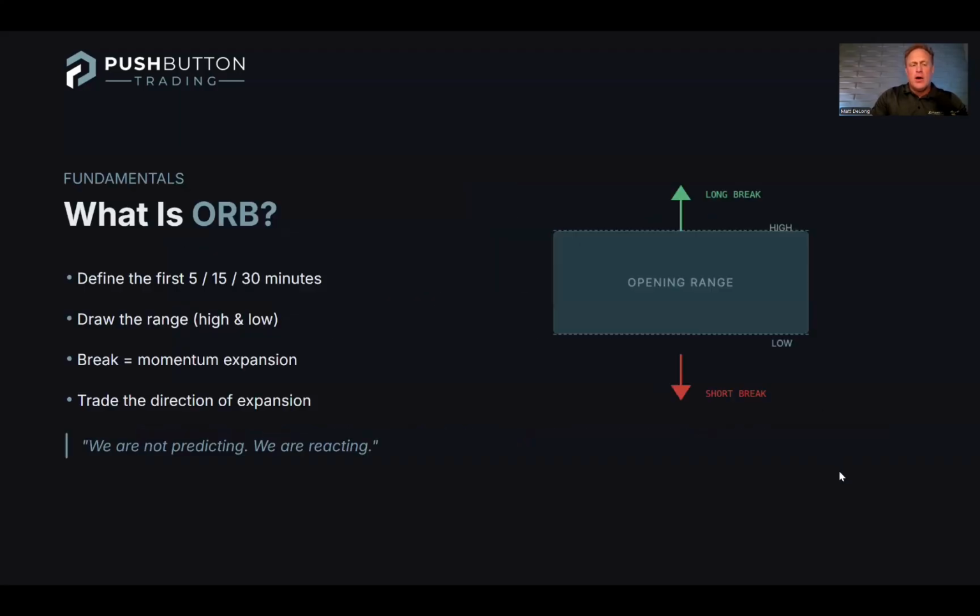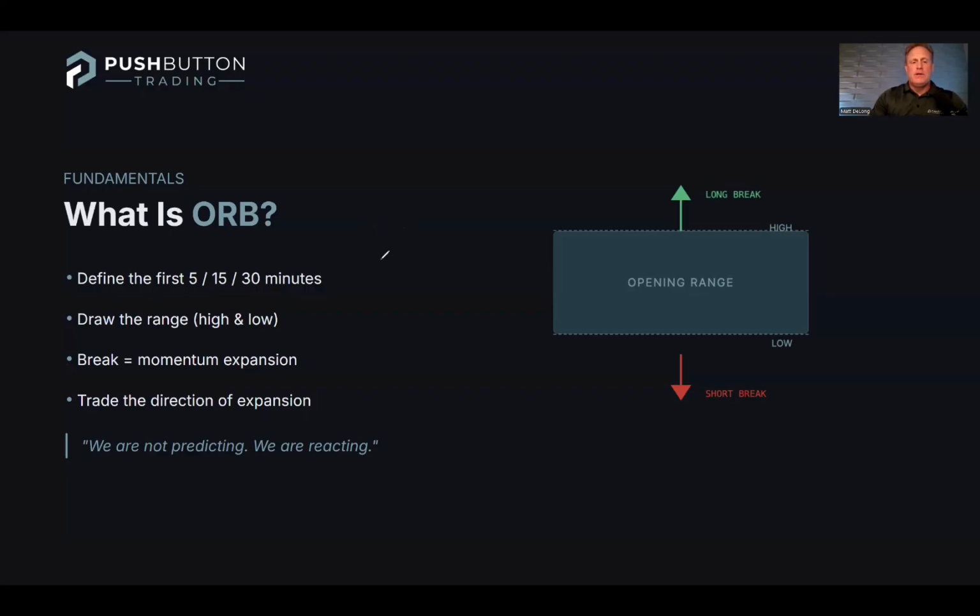Okay, so first, what is the ORB? The ORB stands for Opening Range Breakout. And usually you have a defined time frame. A defined time frame would be something like a 5-minute, 15-minute, 30 minutes. It could also be weird, like a 12-minute or a 7-minute. And we'll talk more about how you define and identify those in a few minutes.